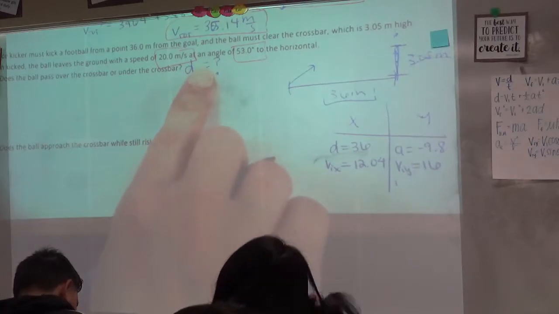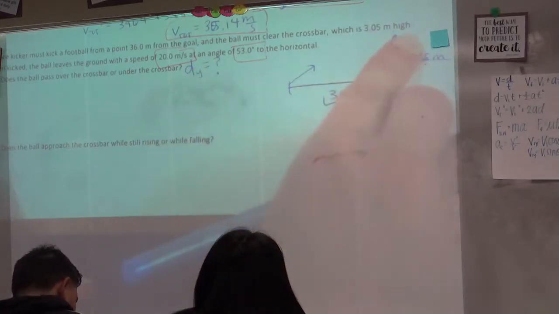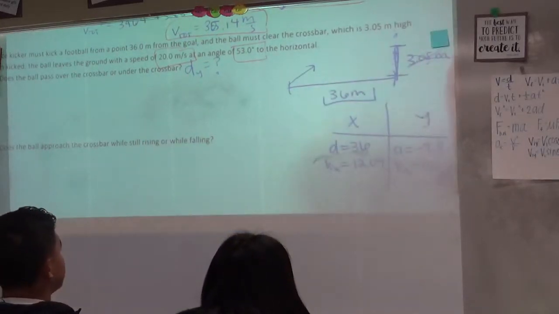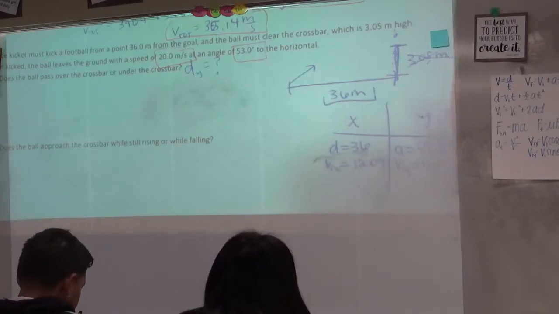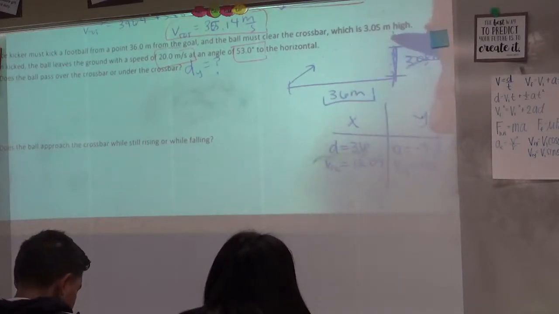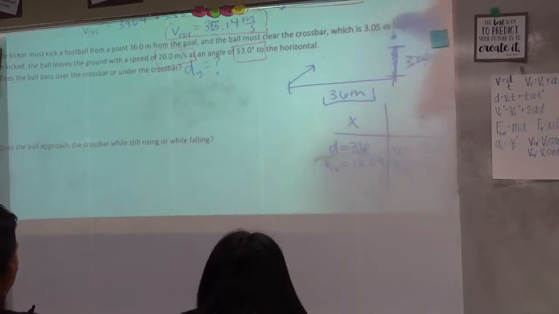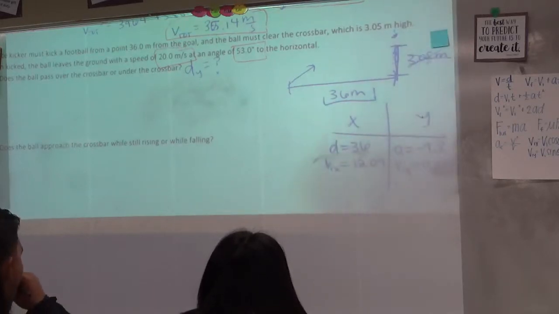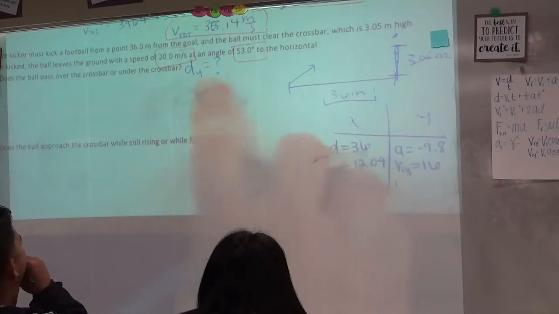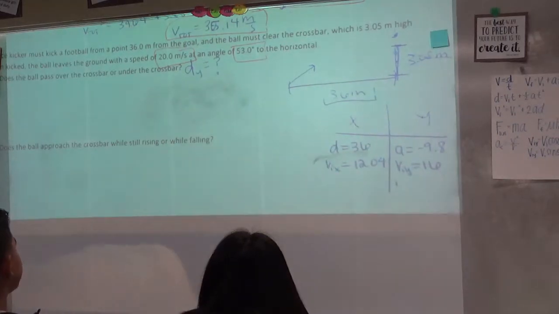Yes. If we want to find the y distance at this point, would I use that VF equals 0 at the top? No. VF does equal 0 at the top, but do I know that this is the very top? No, it could be on its way up or on its way down, so I'm not going to use that. Before we find the y distance, what do we usually have to find first?